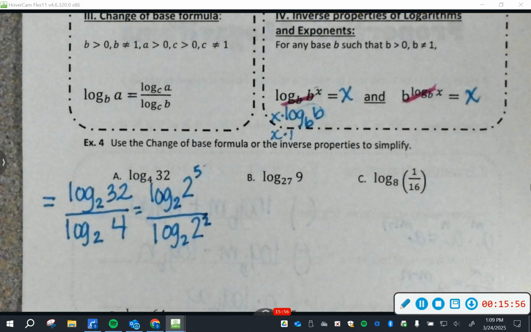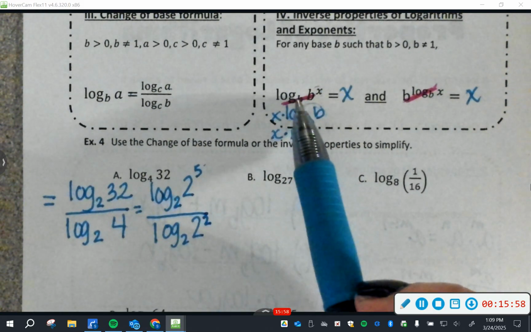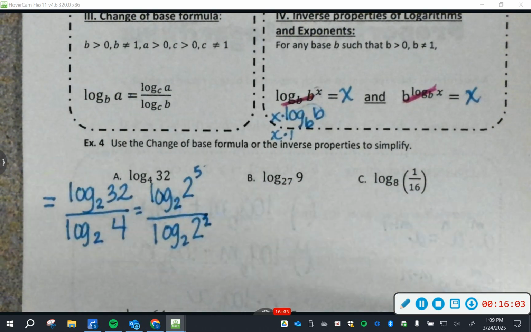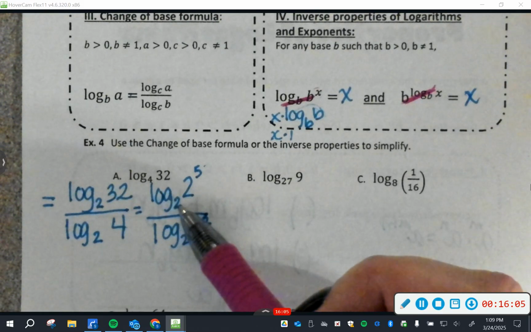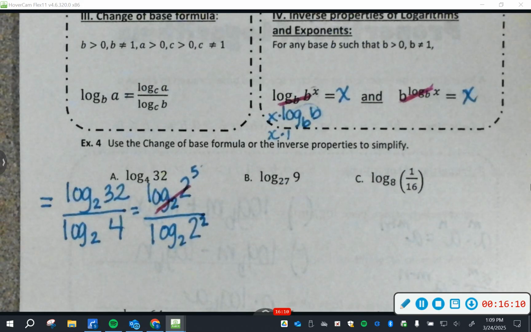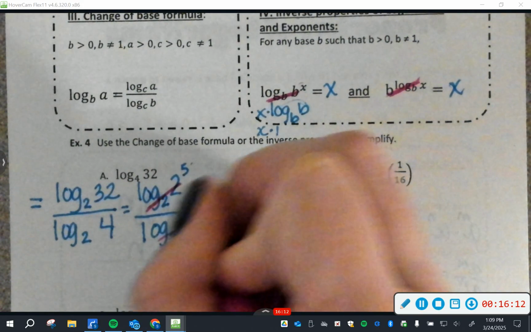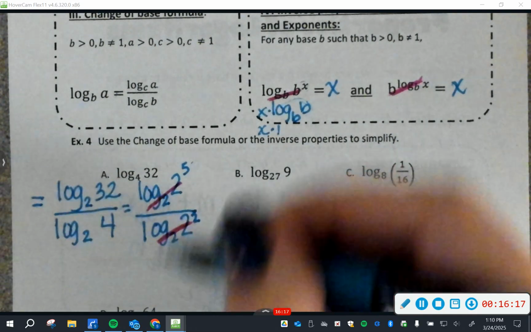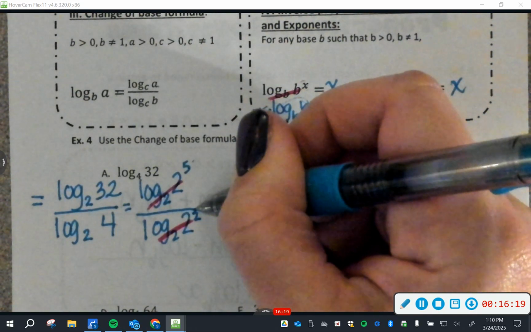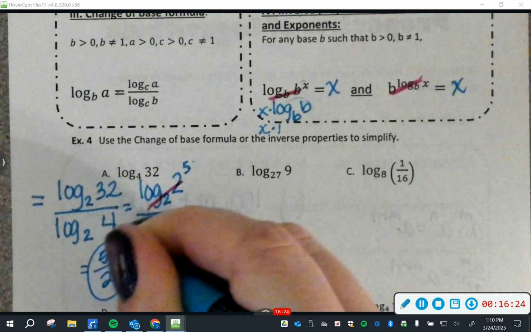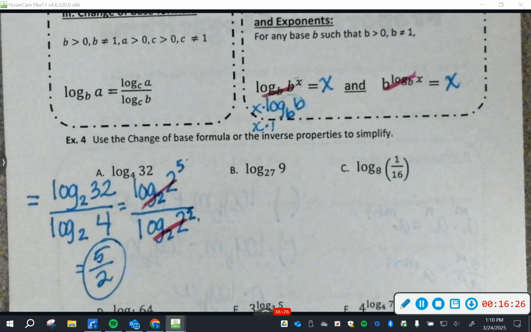Okay. Now, I can use this little inverse property to kind of cancel some stuff out. Log base b of b. Look, I have log base 2 of 2. That part cancels. I got another log base 2 of 2. That part cancels. So what am I left with? 5 over 2. And that is my answer. It's just 5 over 2. Okay?